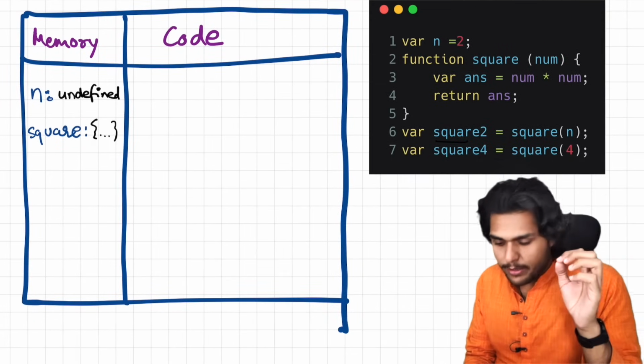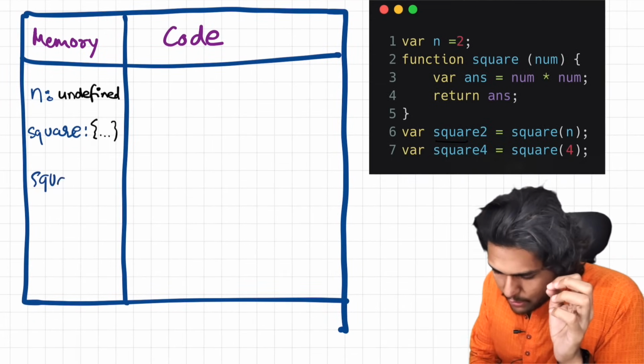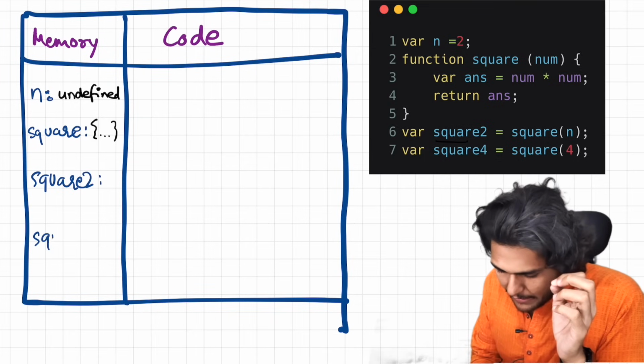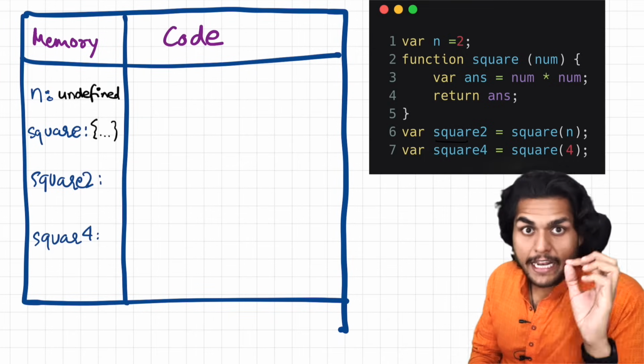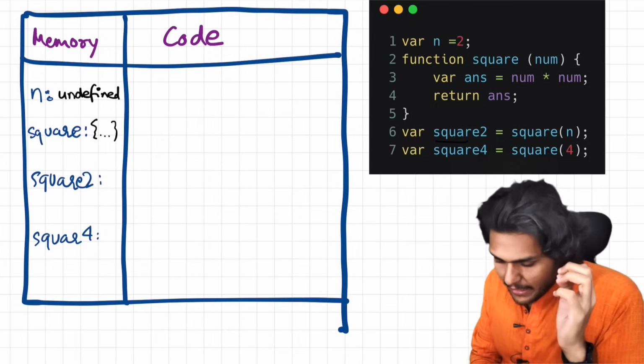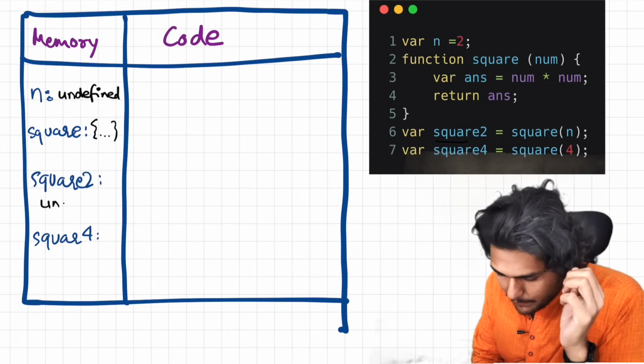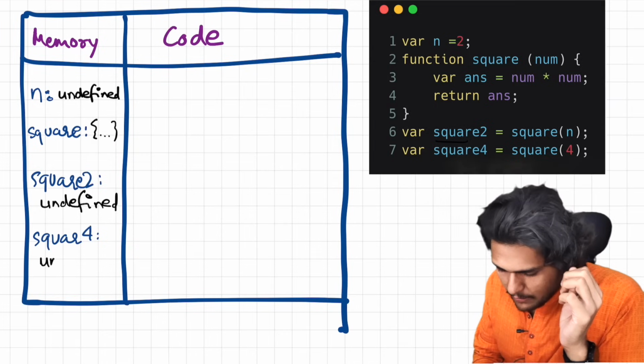And now it will also allocate memory to square2 and square4. And as they are other variables, it will again store undefined for them.